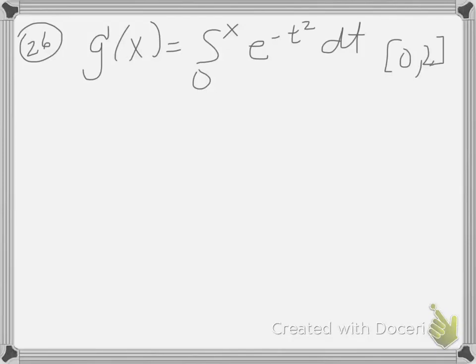Okay, this is number 26 from the mock exam. This is what you were given, and then there's a whole bunch of questions asking about increasing and concavity, and increasing and decreasing have to do with the first derivative, and that's not going to help us at all. So what if we look at the second derivative and see if that leads us anywhere?